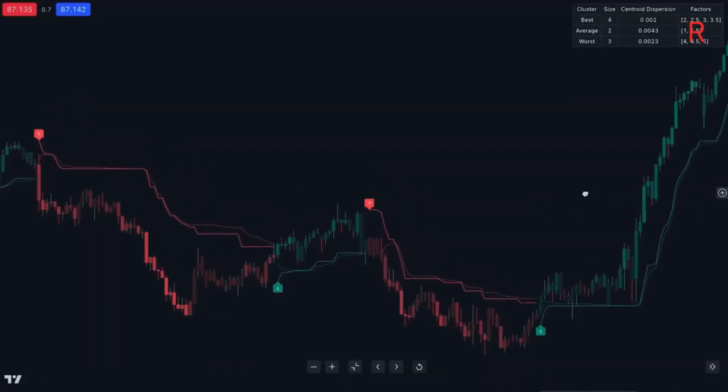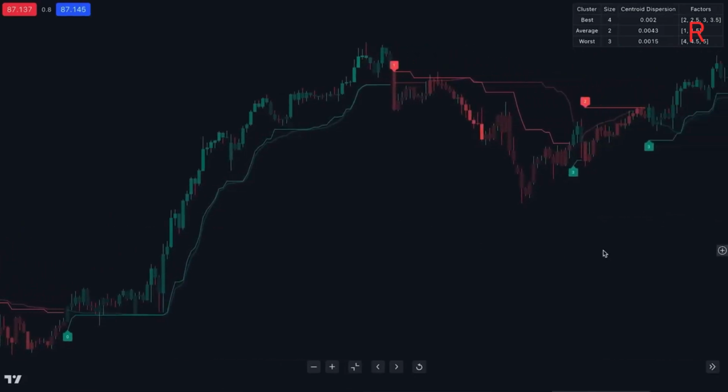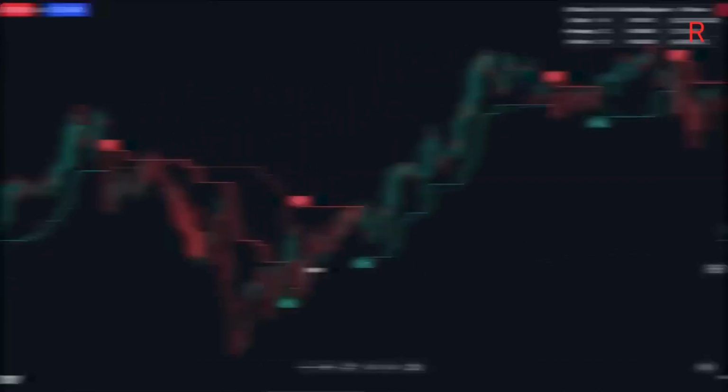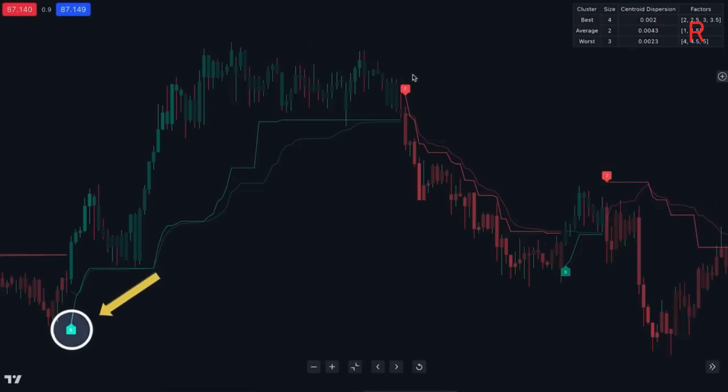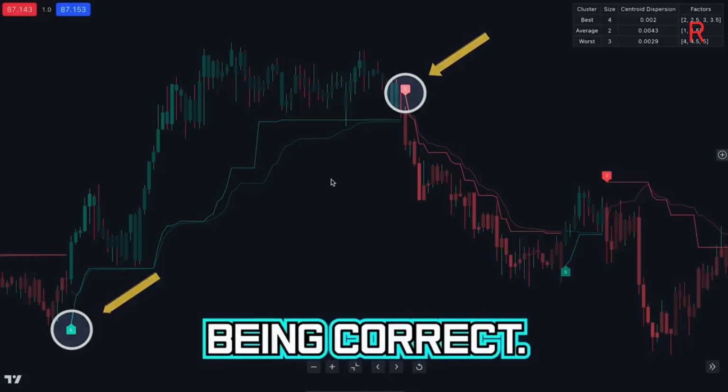This indicator is optimized for a mixture of long-term and short-term trading and can adapt to different market conditions easily. The indicator also provides these bullish and bearish labels with a voting value above each to indicate how likely it is that the predictions will play out. The higher the value, the higher the likelihood of the prediction being correct.